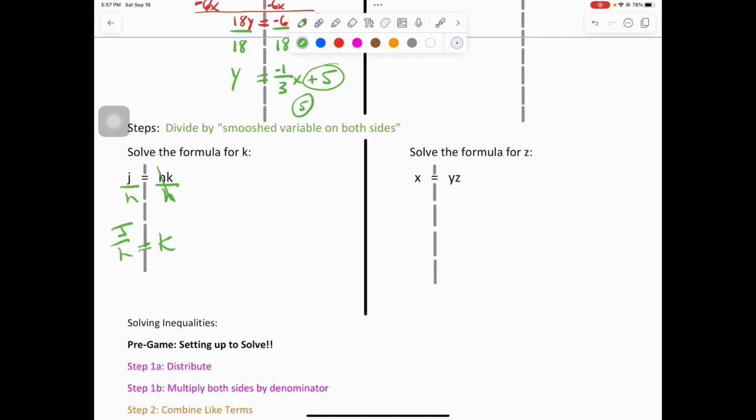Now, when you are taking the SAT or a standardized test for that matter, you may not see it written that way. You may see it written as k equals j over h. So just get comfortable with that and know that moving forward. Try this one on your own. Solve the formula for z.